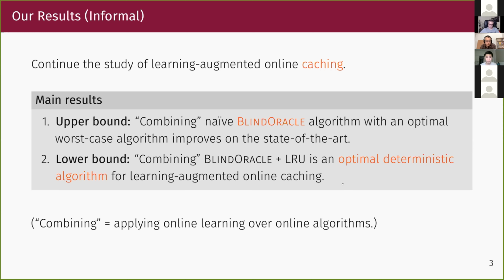Instead of an ad hoc design of the algorithm, I show that simply using online learning to combine blind oracle with a worst case algorithm works quite well. Along this message, the lower bound shows that combining blind oracle with LRU is optimal among all deterministic algorithms for this learning augmented online caching problem. So this simple scheme of combining two algorithms with online learning can give you an optimal algorithm, at least in a deterministic setting.